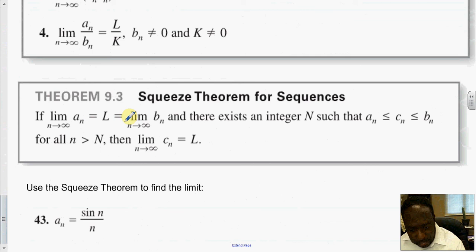So then if you've sandwiched C sub n in the middle, if the limits of A sub n and B sub n go to L, then likewise, the limit of C sub n, since it's sandwiched in the middle, must also go to L. Let's use that to work this problem here.